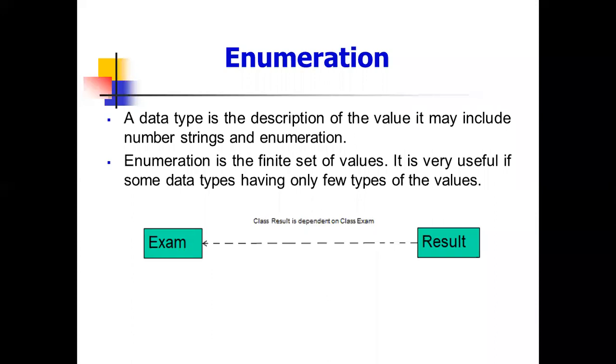Here you can see the example, two classes, class Exam and class Result. Here you can see how enumeration is rendered like a dotted directed arrow. Here you can see the class Result is dependent on the class Exam. Okay, this is the enumeration relationship.